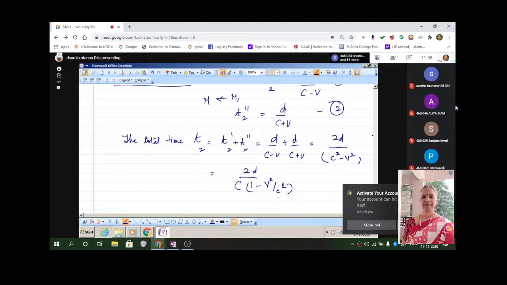There is something for this equation. We will tell you what it is. It has a significance.